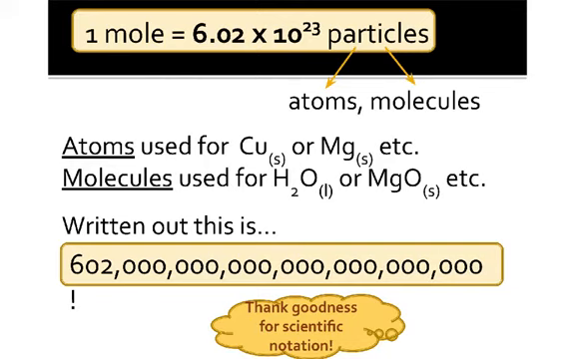Particles in chemistry could mean atoms, if I'm talking about things like copper and magnesium, or they might be molecules if I'm talking about water or magnesium oxide, something where more than one element is put together. And a mole is a really big amount, because when I'm talking about atoms and molecules, I need a lot of them before I can even see them, because they're so tiny. So again, 1 mole represents 6.02 times 10 to the 23rd particles, and that is a consistent, constant number. Every time you hear the mole, that's the number that we have in mind.